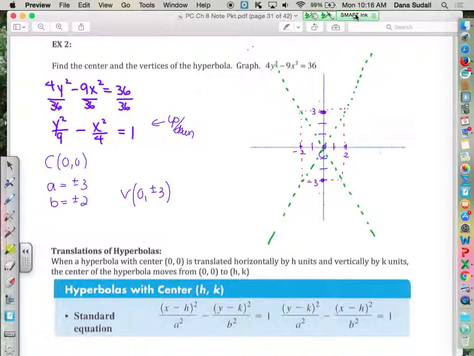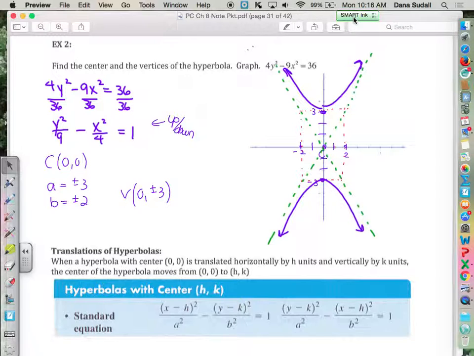I shouldn't say it's not part of the graph. It's part of the graph. It's just not solutions. Solid lines mean they're solutions. We said this one's opening up and down. So again, it gets close to those asymptotes without crossing. And we really don't need the equations for the asymptote. Center and vertices are fine there.